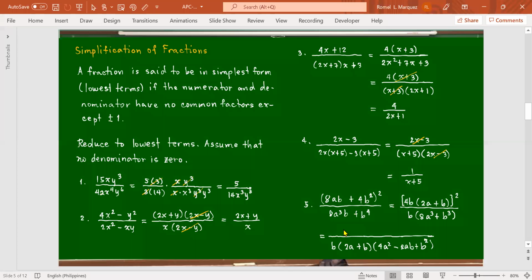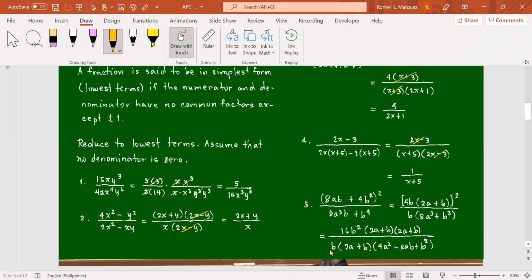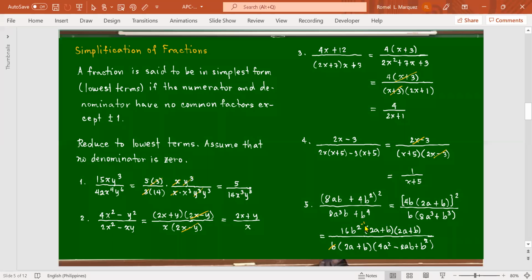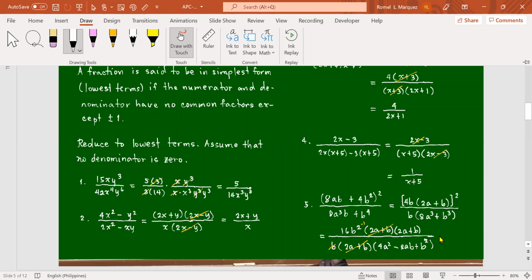What about the numerator? I can say that it is equal to what? 4 squared, that is 16, then b squared, am I right? Or the remaining factor is what? 2a plus b, and then 2a plus b quantity squared. So from here, I can cancel this out. 1b, no? So minus 1 in the exponent here. And then 2a plus b, because that is a factor, also canceled out with this. Am I right, guys? What is now the final answer?